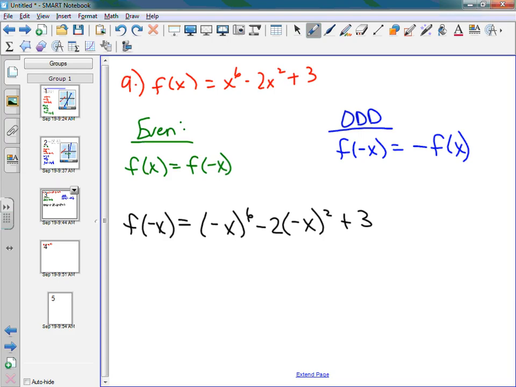Now, when you take a negative number and raise it to an even power, what's the outcome? Positive. When you take a negative number and raise it to an odd power, what's the outcome? Negative. Do we all remember this? A negative number to an odd power is a negative outcome. A negative number to an even power is going to be a positive outcome. So with that said, negative x to the 6 gives me what? X to the 6. Negative x squared becomes what? Just x squared. So this is negative 2x squared plus 3. That's done. Do we see that?